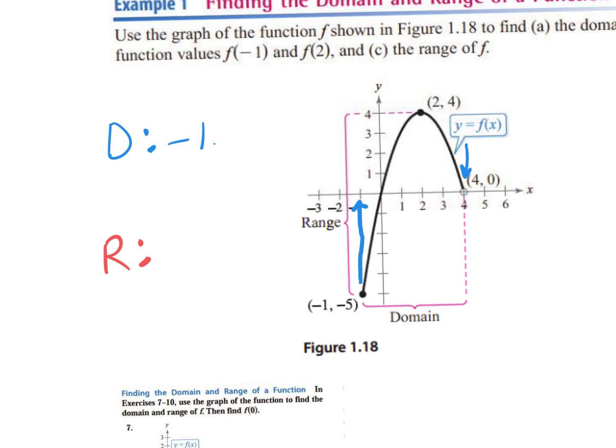-1 to where? 4. Okay, what's going on at the ends? I agree, there's a bracket on one of them. There's a bracket here on -1 and a parenthesis on 4. Why is there a difference? What about the dot? One's closed and one's open. -1 is included, the dot is closed, so it includes -1 in the value. On the right-hand side, 4 is open, so it does not include 4.